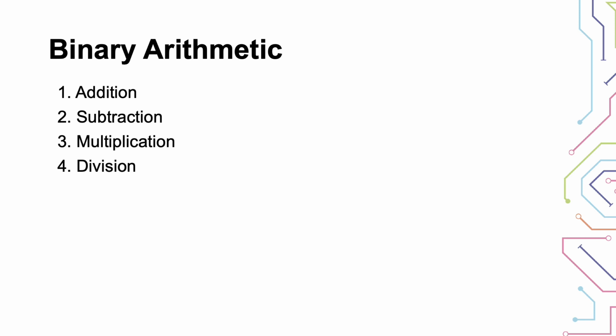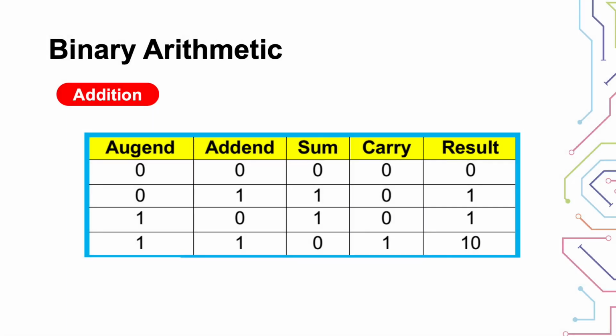So, in binary arithmetic, we have 4 operations: the addition, subtraction, multiplication, and division. So let's get started with our addition. So in our addition, we have a different setup here. This is different from the algebra that we are used to compute, or arithmetic of decimal numbers that we are used to compute. So in here, if our augend and our addend is 0, ang sum natin is equivalent to 0, and 0 din yung carry natin. So the result is 0.